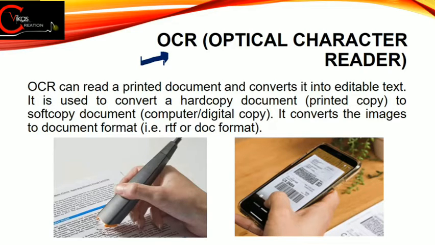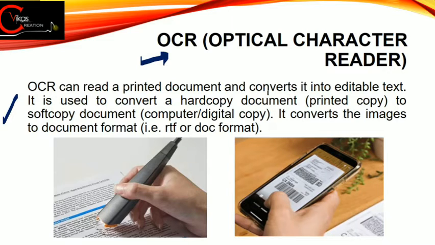Now let's take an example. Suppose I have a page of a book. Now I want to convert that page of the book to a document file where I can edit the text. So for that purpose I can use an optical character reader or any OCR device. This OCR device will not only scan my text, but it will also convert that scanned image to a text format where I can copy, paste, edit or delete the text as per my wish. Fine.